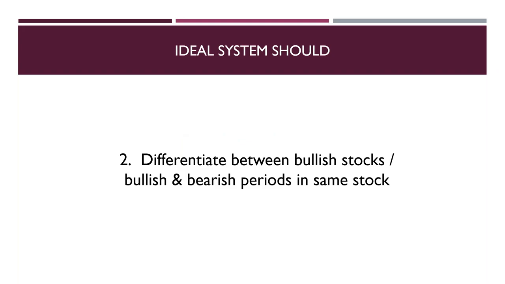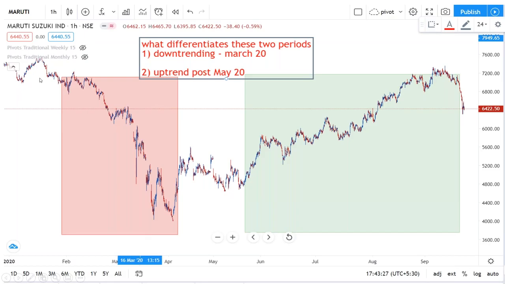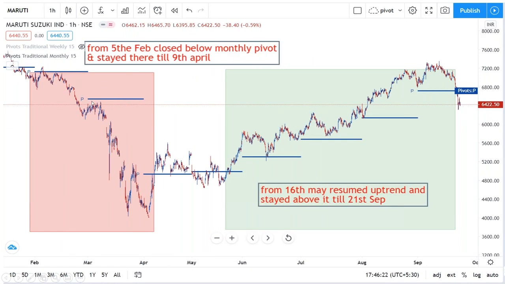Now, can it differentiate between bullish and bearish stocks, or bullish and bearish periods in the same stock? I've given this example, Maruti. See this red zone and this green zone. The difference was its monthly pivot. These blue lines marked on the chart are monthly pivot levels. As you can see here, in February this stock closed below its monthly level, and since then it never went above the monthly level. You can see it gave a few spikes up, but the overall trend was down only. And ultimately it came above the monthly level, again went down.